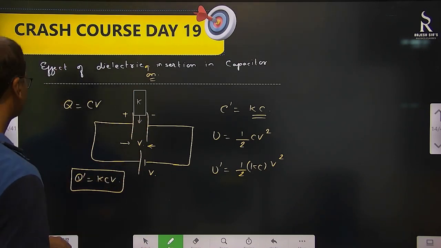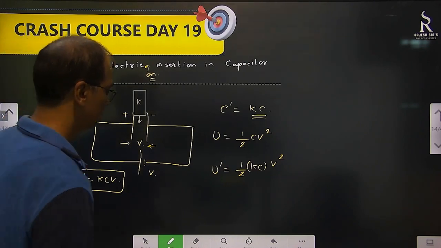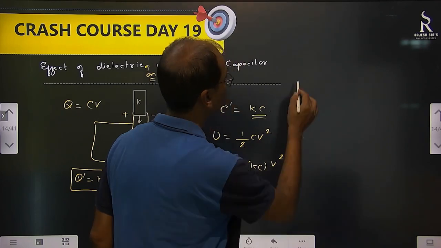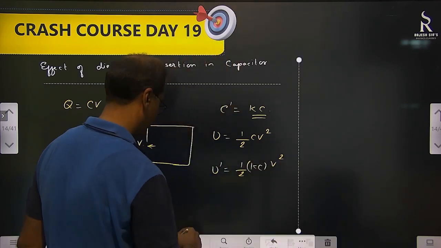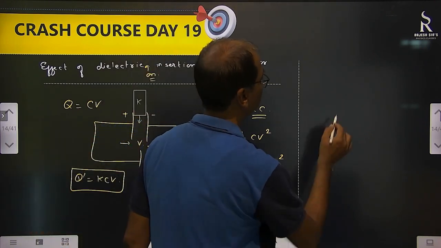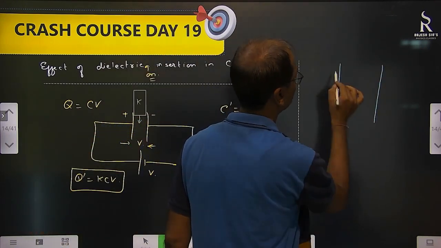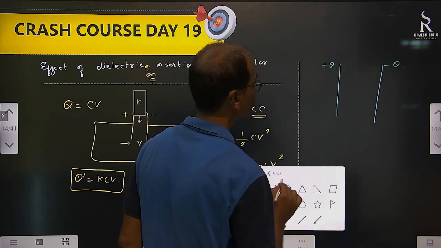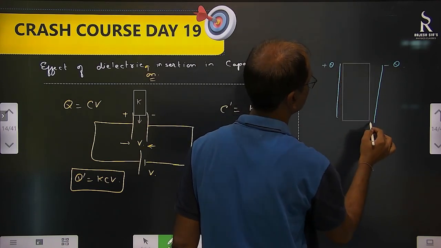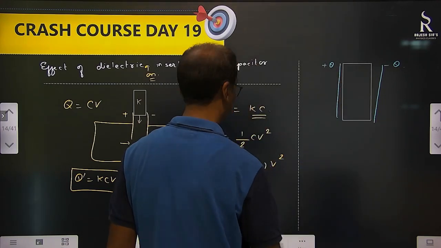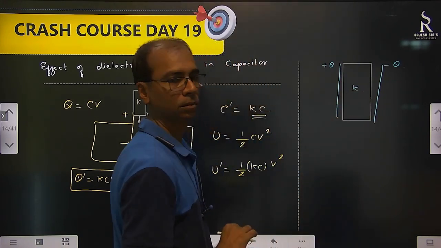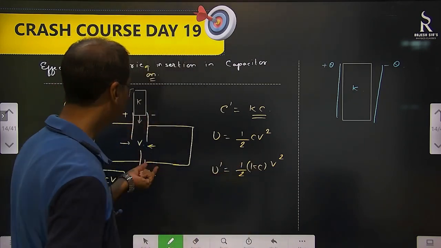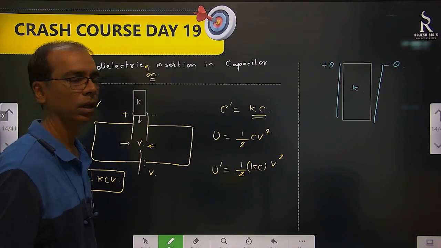And suppose it's not connected with a battery. If we already have a charged capacitor, and then we insert the dielectric in this one, then what happens? Okay, this is the dielectric, inserted in a charged capacitor. So in this one charge remains constant. In the previous case what was constant? V. Here, charge is constant.